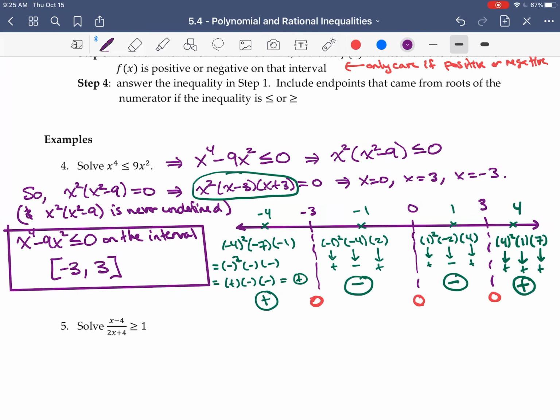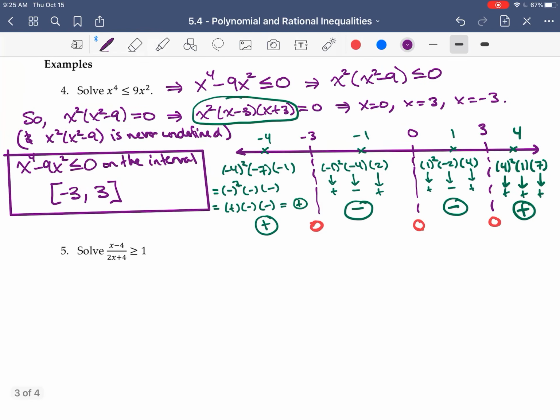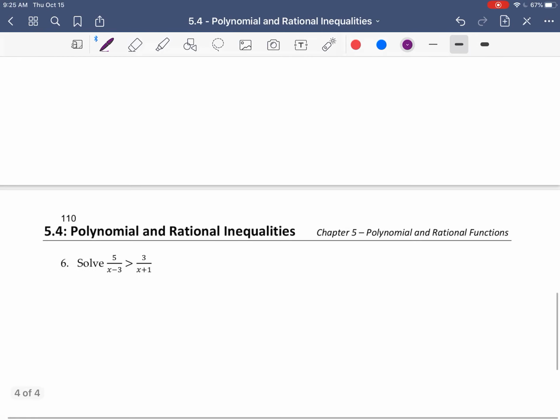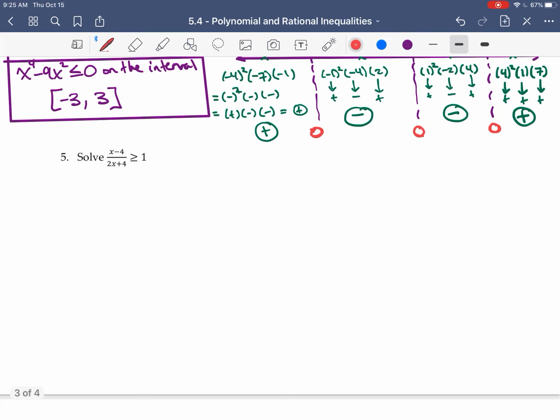Okay, now I'm going to leave number 5. Actually, I'm going to leave the rest for you to do. So number 5 here. Now remember for 5 and 6 actually, that you want to compare to 0. So that means that you're going to want to move the 1 over and then you're going to want to simplify that into one fraction so that you have a new rational function. Okay, that's going to make it easier.